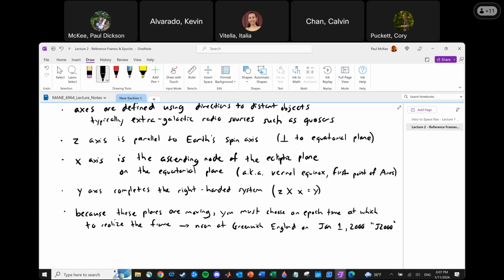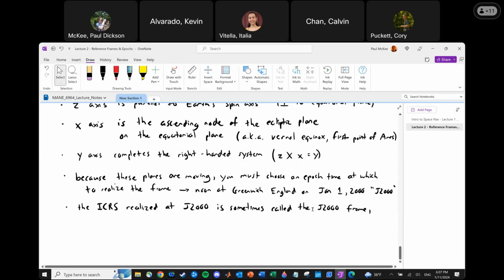And so, because that time period is called J2000, the ICRS realized at J2000 is sometimes called the J2000 frame. But we will use ICRF in this class.